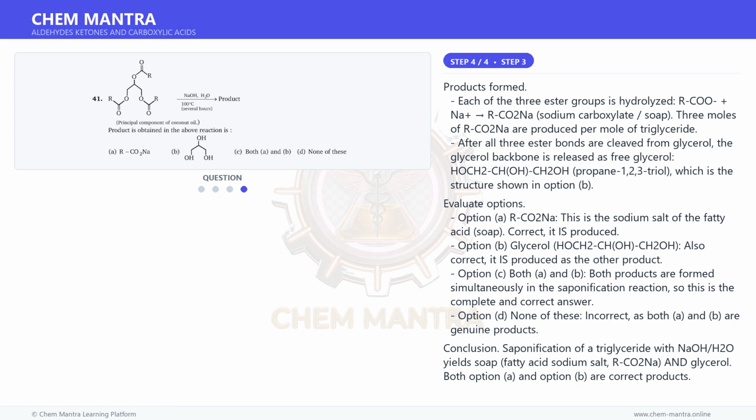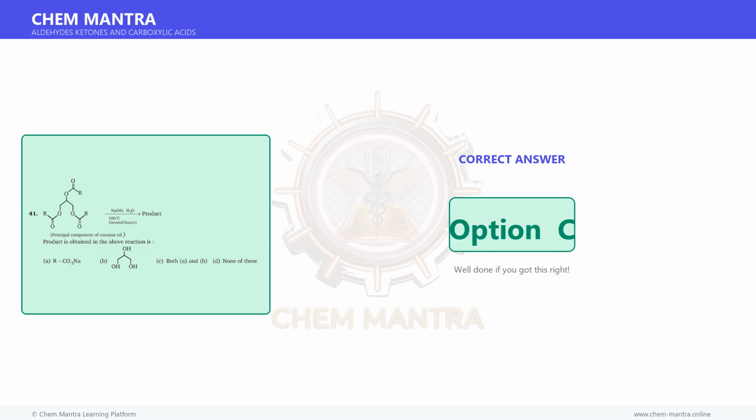Conclusion. Saponification of a triglyceride with NaOH/H2O yields soap, fatty acid sodium salt, RCO2Na, and glycerol. Both option A and option B are correct products. Therefore, the correct answer is option C.